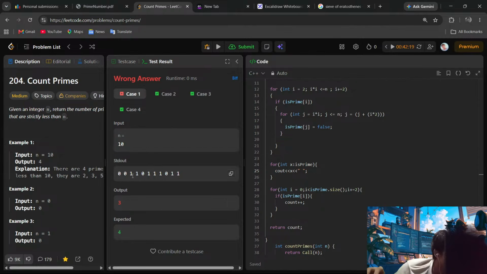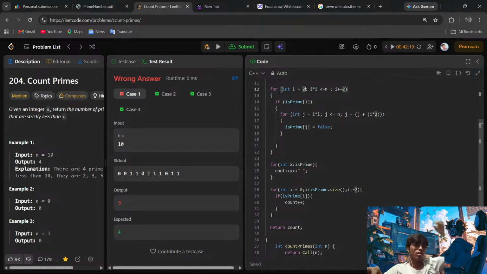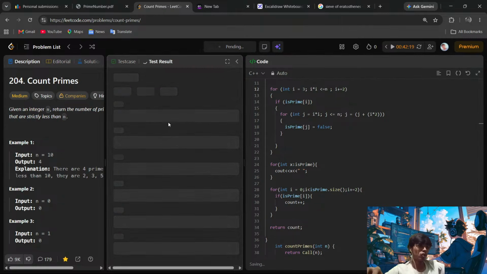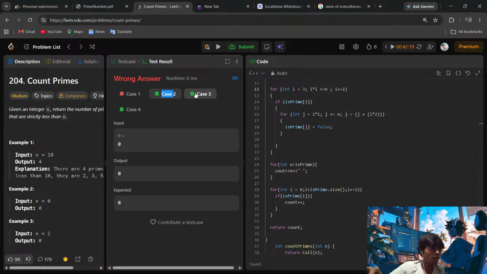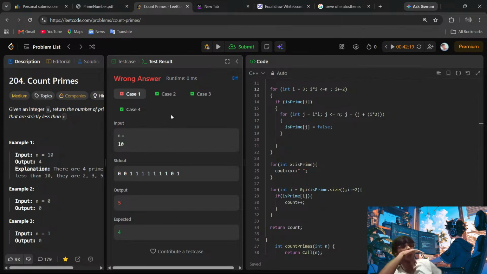0, 1. Yeah, I have to start it from 3 now. For all of this, what the hell? But for everything else I got the correct value. For this I got the wrong value.